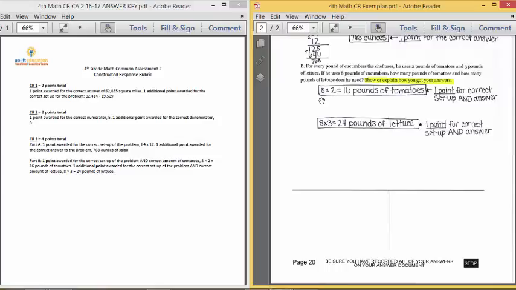So if 8 pounds are used, we would multiply 8 pounds times 2 pounds of tomatoes to get 16 pounds of tomatoes. That answer would be awarded 1 point. And then for the pounds of lettuce, for 8 pounds of cucumbers, we'd multiply 8 pounds of cucumbers times 3 pounds of lettuce to see he would need 24 pounds of lettuce to make a salad this big. Again, 1 point for both the correct setup and the correct answer. If they set it up correctly but don't have an answer, they don't get any points. And if they write the answer with no setup, they don't get any of the points.